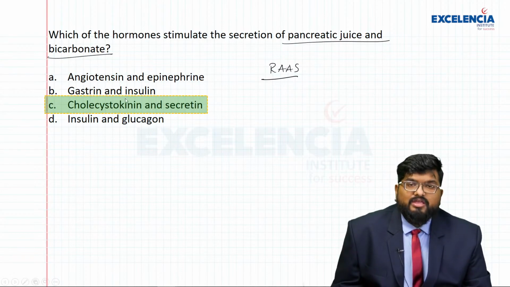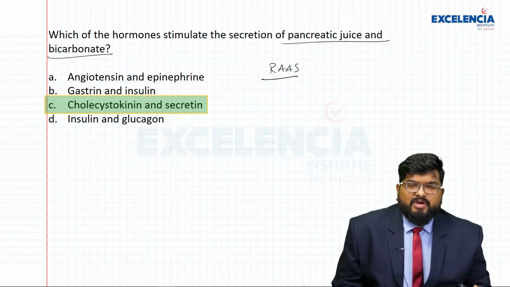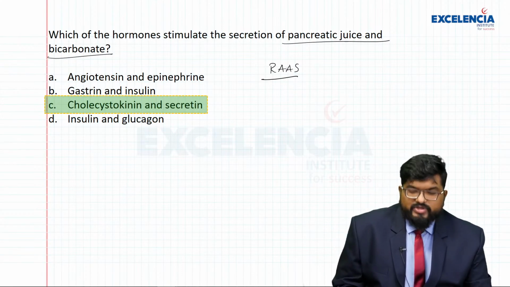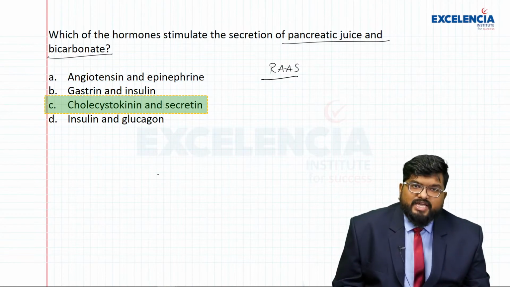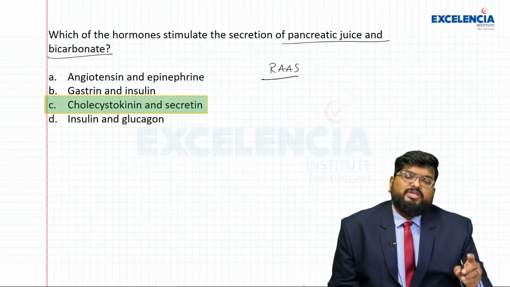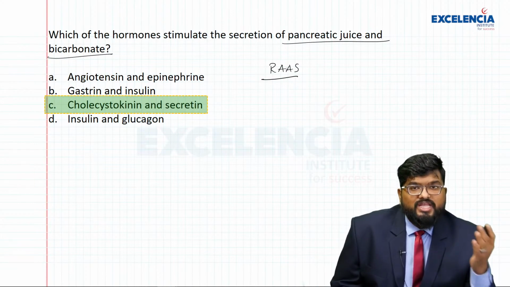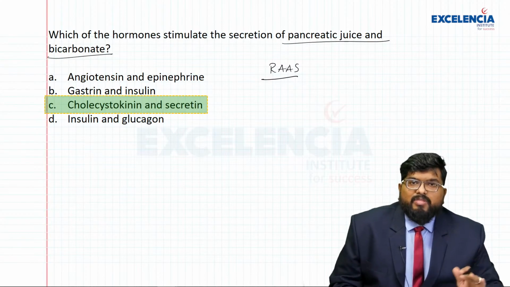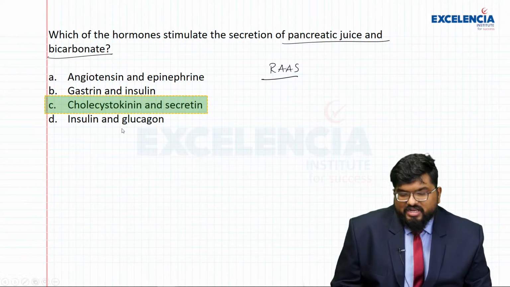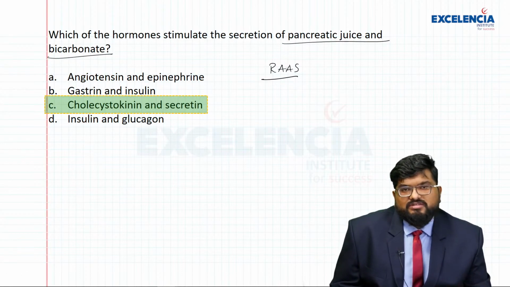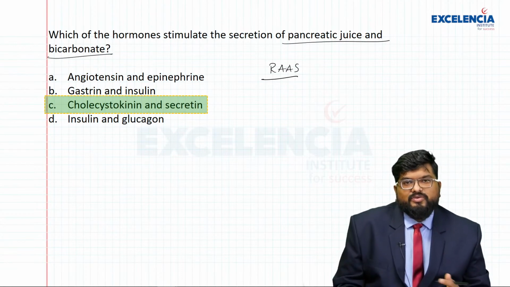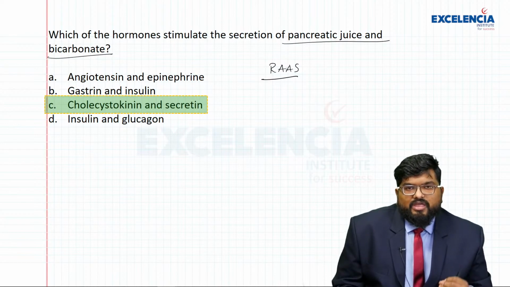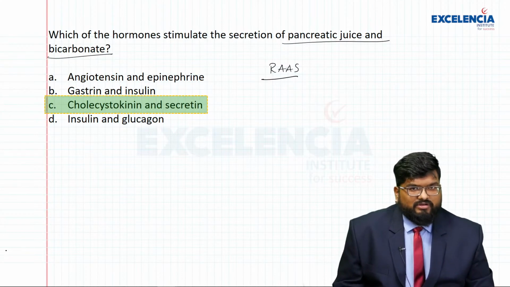Cholecystokinin tells the liver to produce bile and also causes the secretion of bile from the gallbladder, which contains bicarbonate ions. Secretin stimulates the pancreas to release pancreatic juice and bicarbonates. Insulin and glucagon: insulin we just discussed. Glucagon is a hyperglycemic hormone. So what is it going to do? It is going to bring about the breakdown of glycogen and release of glucose into the blood. Got it?